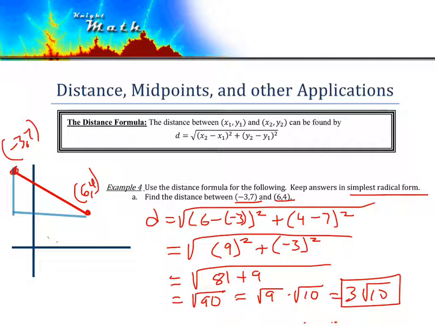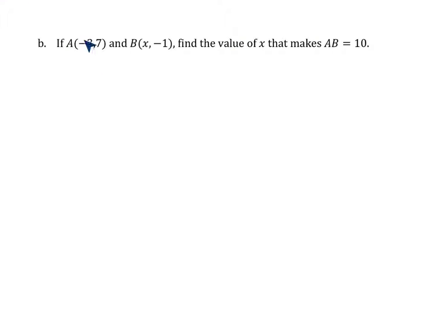So let's try another problem with a little twist on it here to see if we know the distance, can we find some of the points. So here's a question where we've got a point, negative 3, 7, like we just had, and some other points.